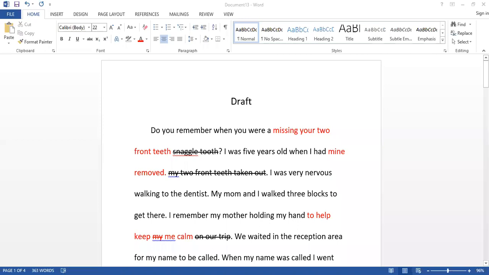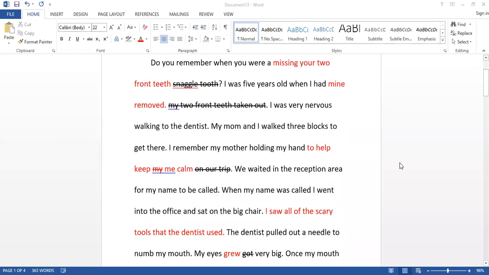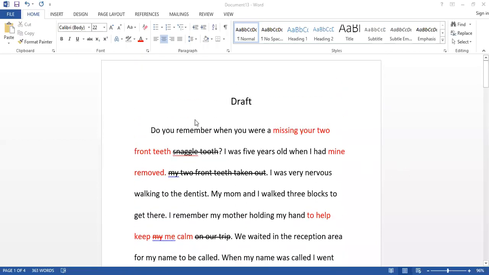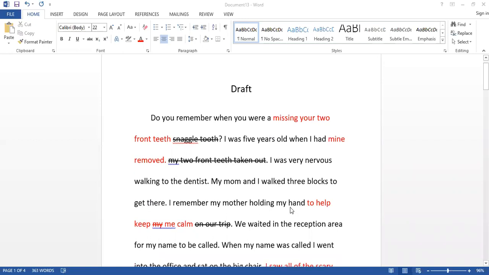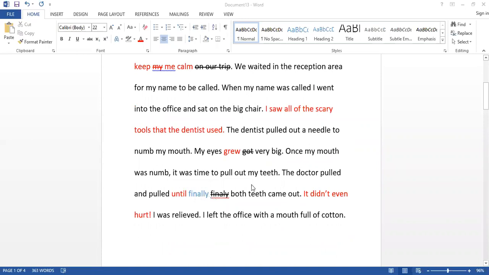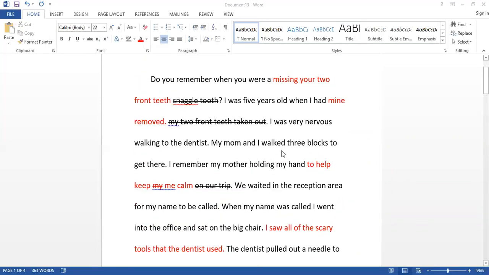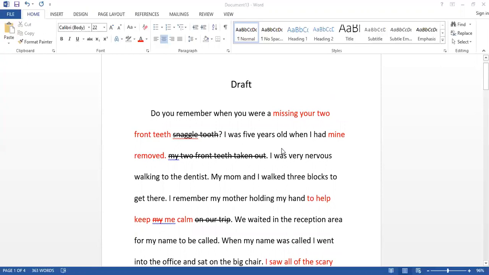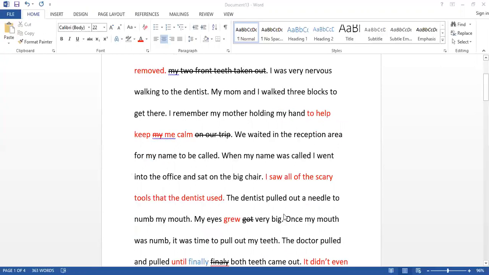In yesterday's lesson, we took a look at our draft and we revised and edited our draft paragraph about something that happened when we were young. So, here's my draft that I did here. As you can see, in red is where I did the revising, and in blue is where I did my editing. I read through this again and I made just a few more changes.